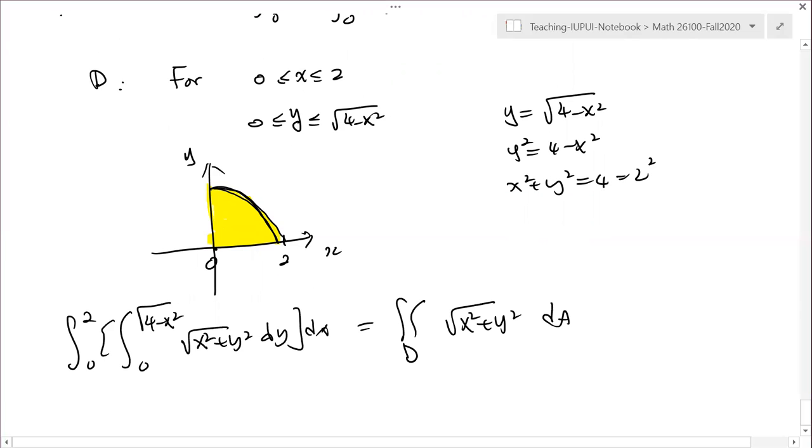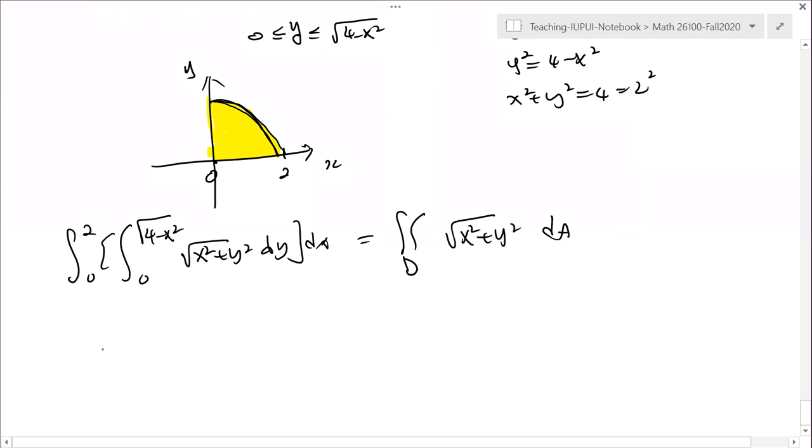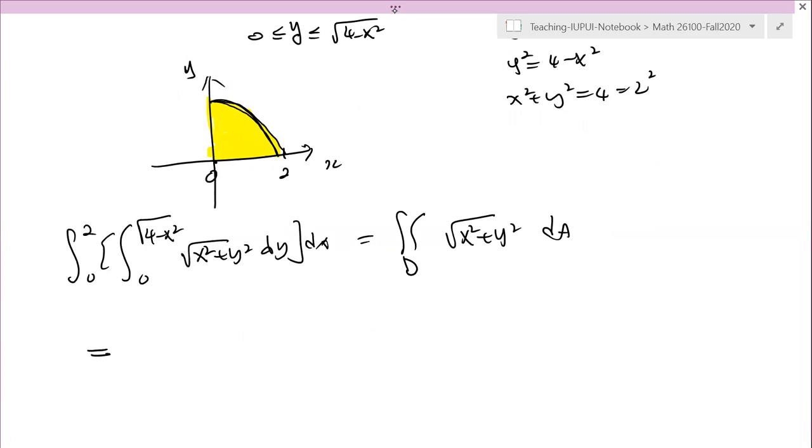So you can use other methods to evaluate this double integral. In other words, you are going to use polar coordinates. You use a special substitution for this integral in two variables. Okay, so you can simply describe this D, right?